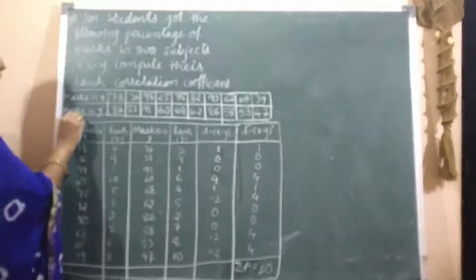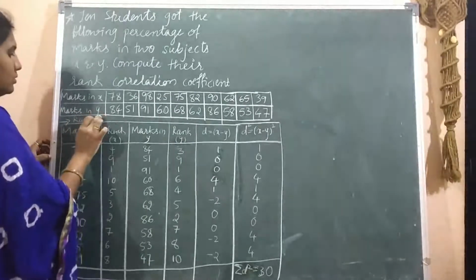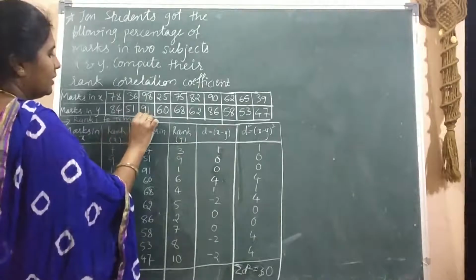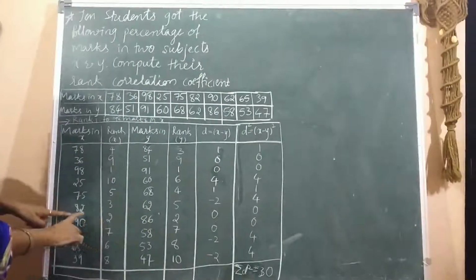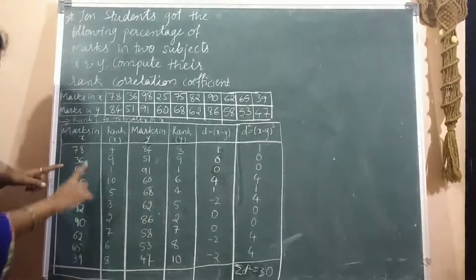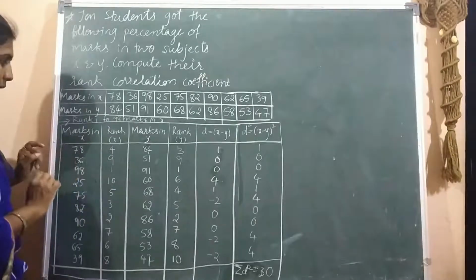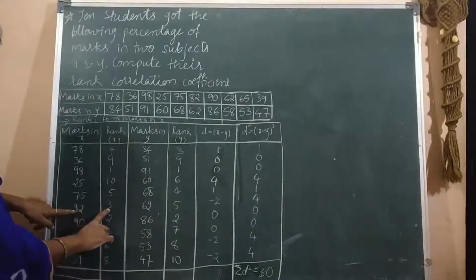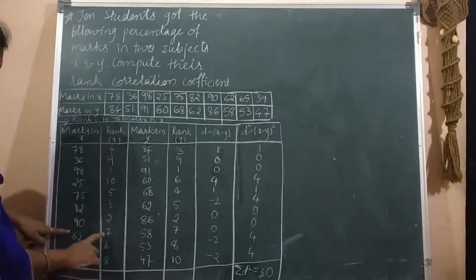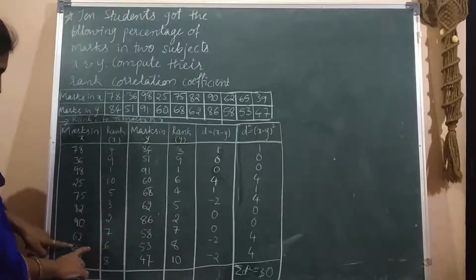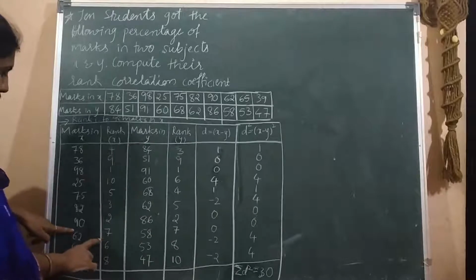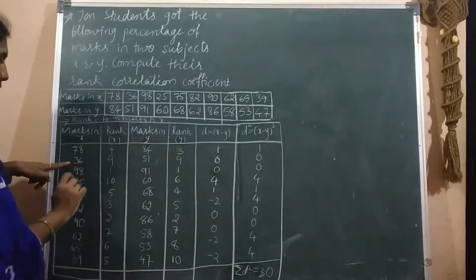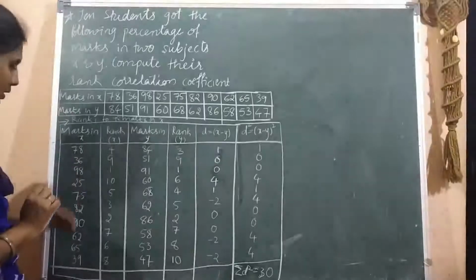First, rank 1 is given to 98 marks in X. Similarly, rank 2 to 92, and like that I go on giving ranks to the marks in X. For 90 it is 3, for 82 it is 4, for 78 it is 5, for 75 it is 6, for 65 it is 7, for 62 it is 8, for 39 it is 9, and for 36 it is 10th rank. I have given the ranks.